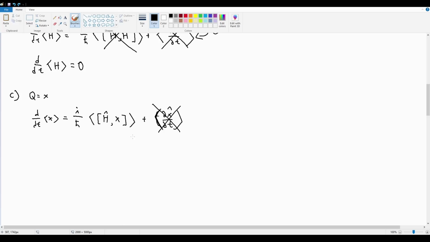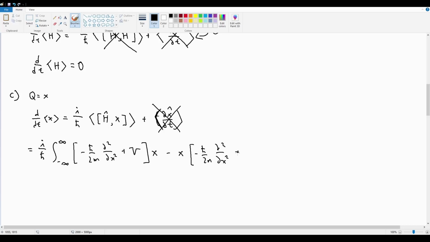So first off, let's rewrite this in terms of integral notation. This is going to be i over h bar, integral from negative infinity to positive infinity, where our h hat operator is negative h bar squared over 2m d2 by dx squared plus v, acting on x, minus x acting on negative h bar squared over 2m d2 by dx squared plus v. All this acting on psi dx, and let's add the psi star that I forgot about here, and then close everything in a bracket because that's all acting on psi ultimately.